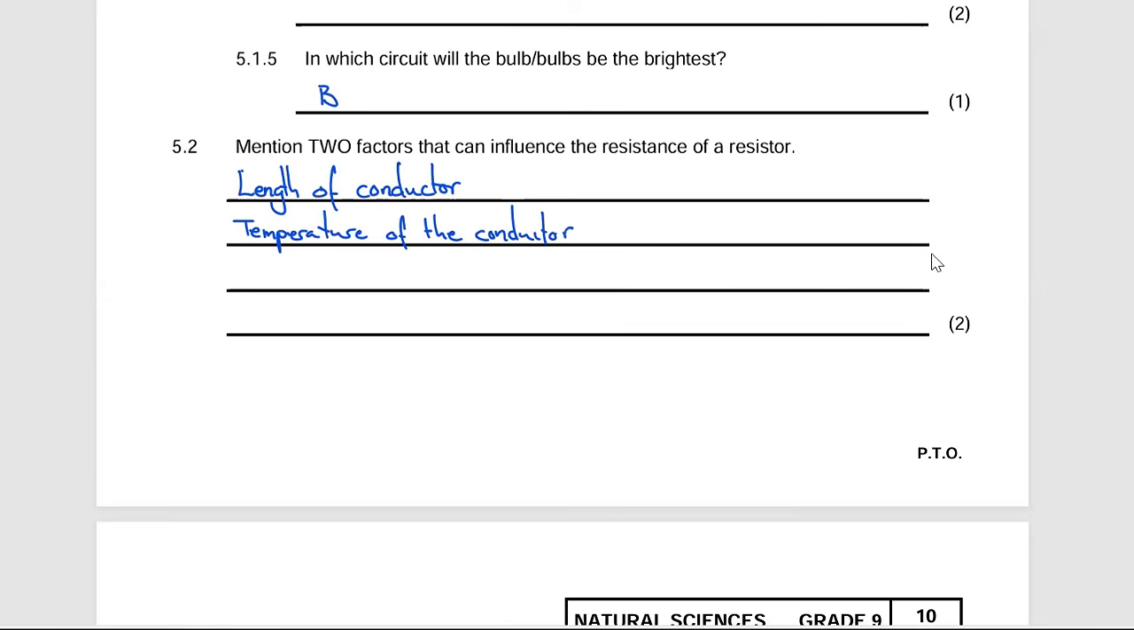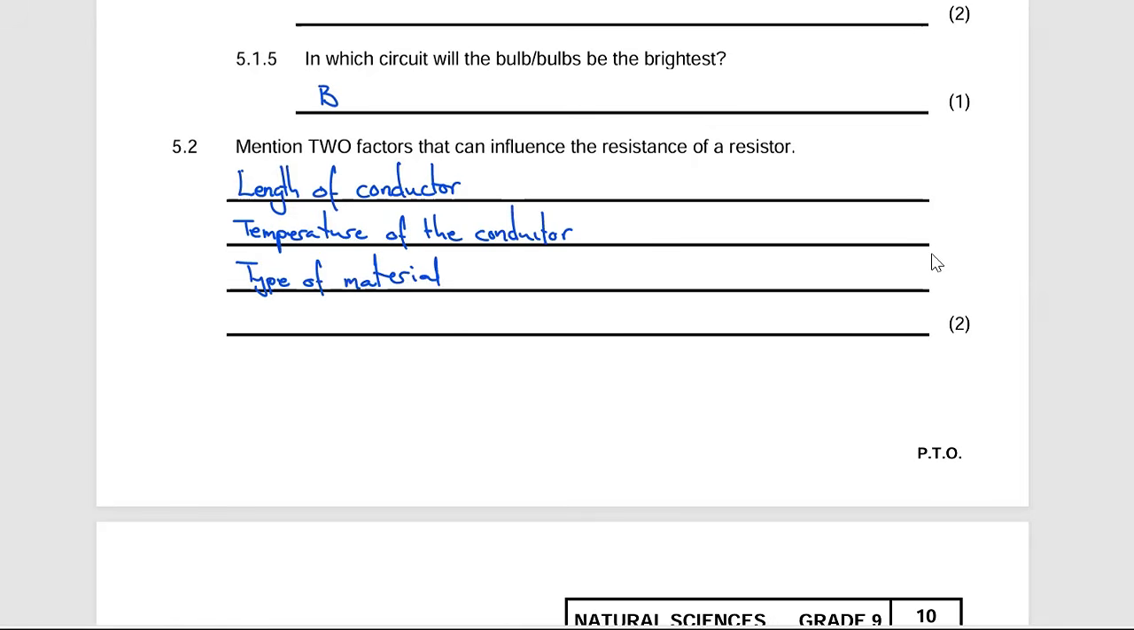To explain the temperature of the conductor, we're going to say the hotter the conductor, the higher the resistance, right? So if you increase the temperature of the conductor, resistance also increases. And then we're also going to have another one, which is the type of material, right? So we've got different materials, different types of conductors, and because they're different materials, therefore they've got different resistances.